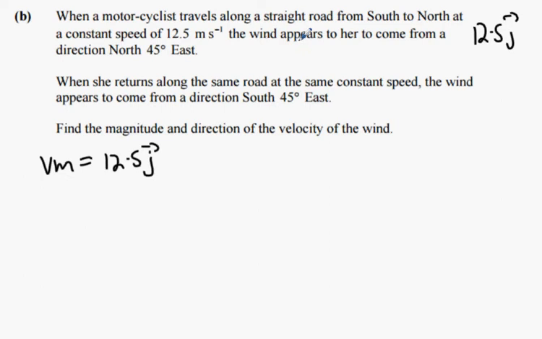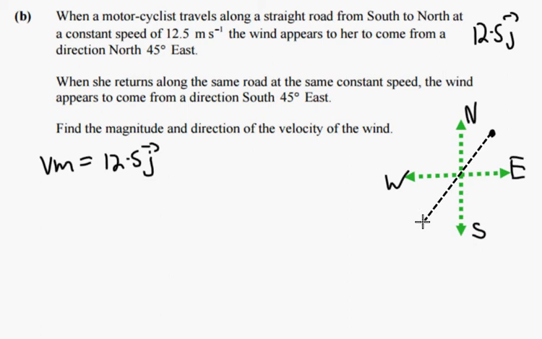The wind appears to her to come from a direction north 45 degrees east. I just always draw my north, west, east. I always do it every time. And we're coming from where? North 45 degrees east. That means what? Which direction are we actually going then? Realistically, we're going southwest at 45 degrees. And what does southwest mean?